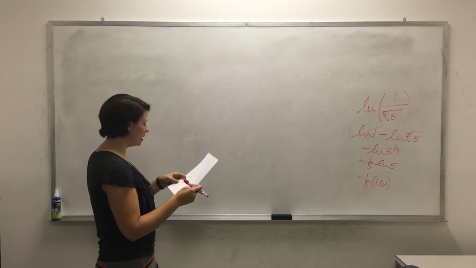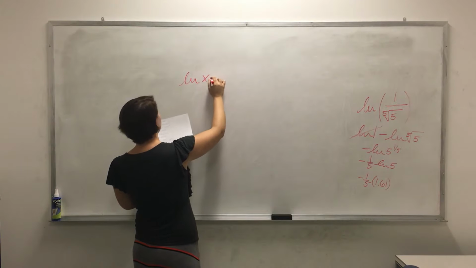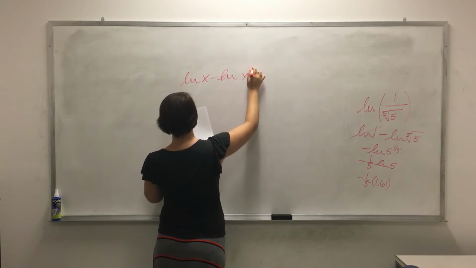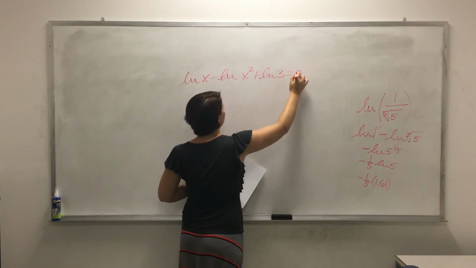So next is if we were given something like the natural log of x minus the natural log of x squared plus the natural log of 3 is equal to 0.